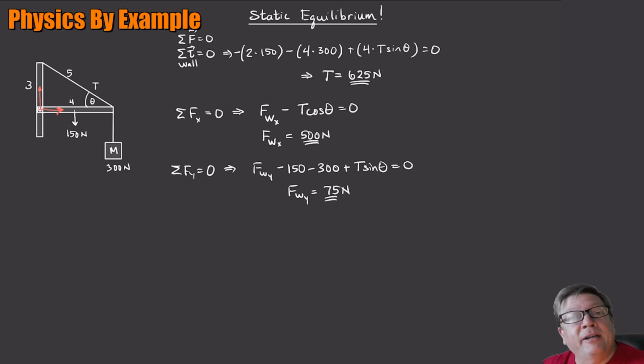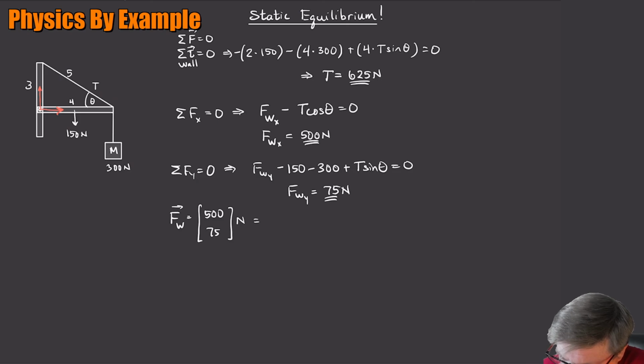Cool. So now I know the force acting on the pin. The force from the wall is just going to be 500 in the x, 75 in the y, newtons. If you want, you can combine these. I think I got 505.6 newtons at something like 8.5 degrees. So we could figure out what the force on the boom is from the wall. It's mostly in the x direction, just a little bit in the y, coming off at about 8 degrees.